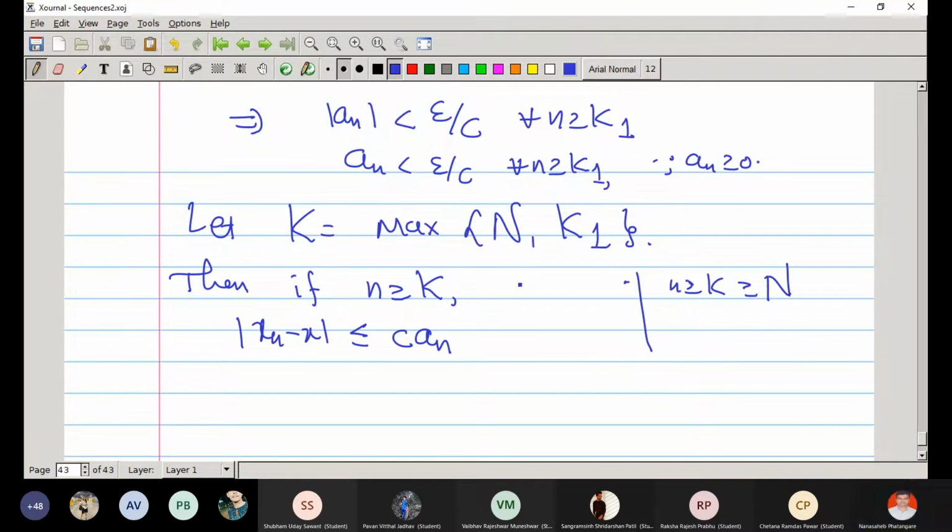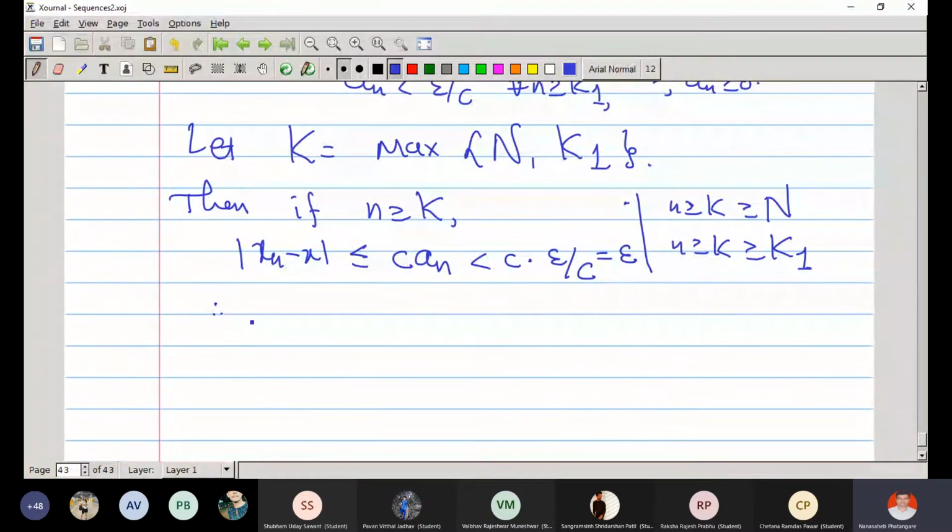Moreover, n is greater equal k and k is greater equal k1, therefore n is greater equal k1, and as soon as n is greater equal k1, an is less than epsilon by c, which gives epsilon. That's what we get. Therefore |xn minus x| is less than epsilon for all n greater equal k. Hence, for any epsilon, we are able to produce k.